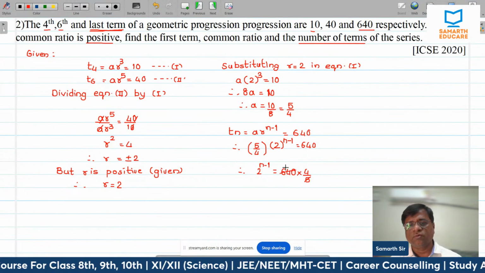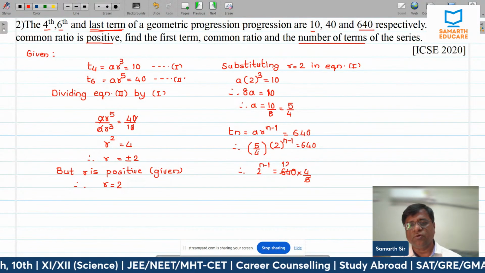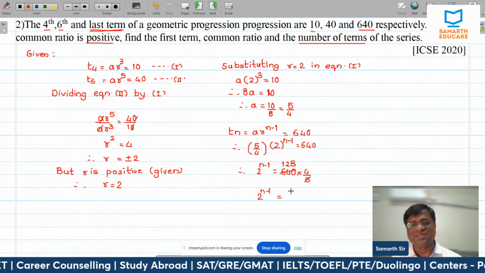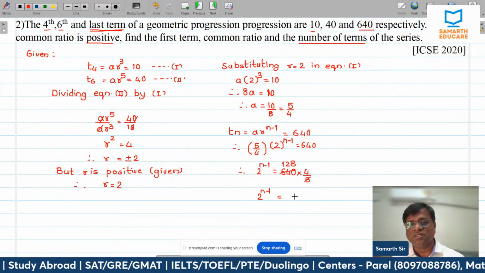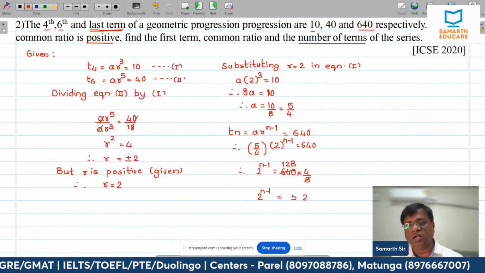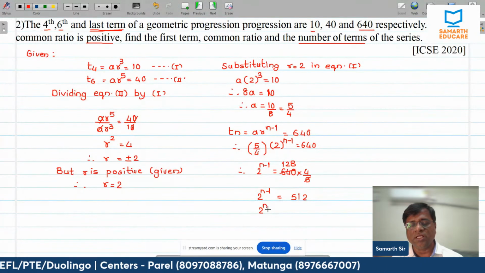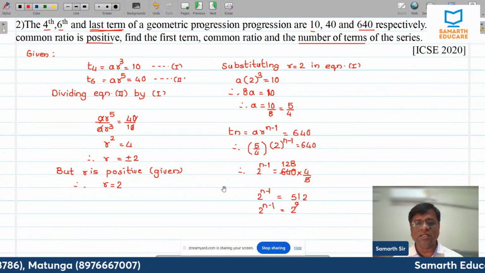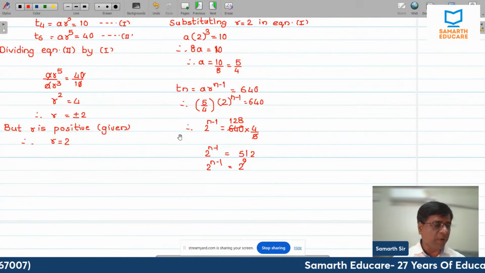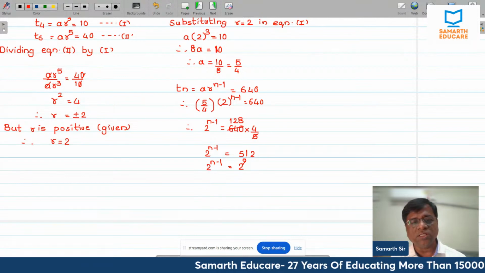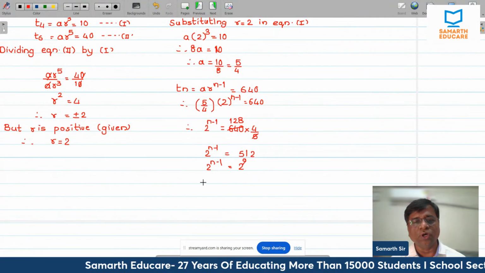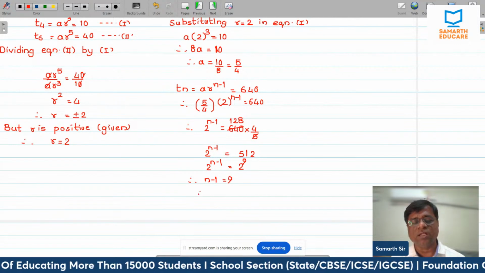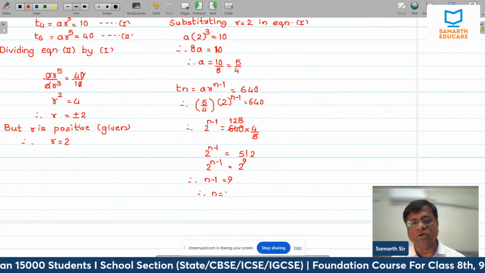So 5 ones are 5, 5 twos are 10. Now if I multiply this, I get 512, and 2 raised to n minus 1 equals 512, which is 2 raised to 9. As I said earlier, it is better if you memorize the values by heart. If not, then apply a little logic: if it is 2 here, it will be 2 there as well. And when the bases are the same, naturally the powers will be the same, hence n minus 1 is equal to 9, and we get the value of n as 10.